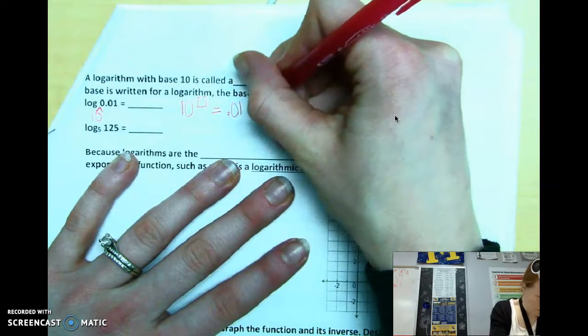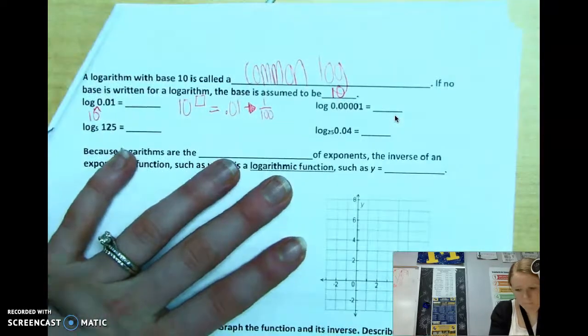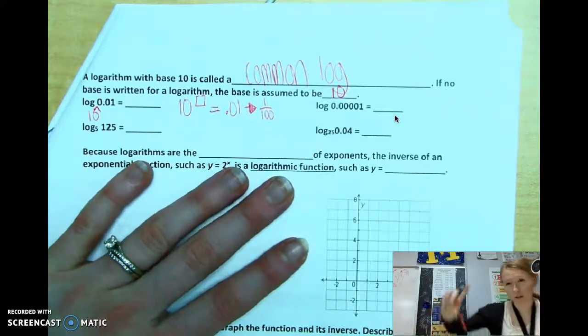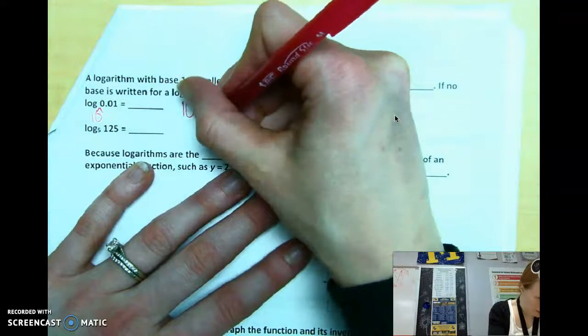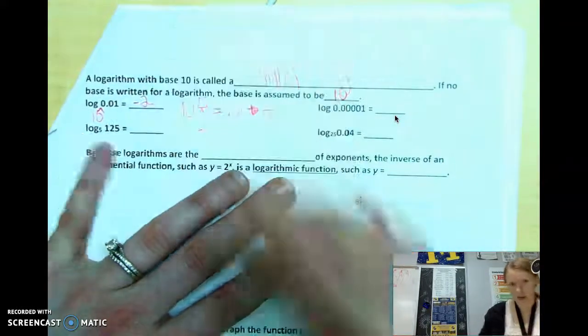Well, it might help to rewrite this as 1 over 100. And to think about this, 10 to the 2nd power would give me 100, but in order to flip that, I would have to make that negative, right? So 10 squared would give me 100, and in order to flip that, I would have to make this a -2.